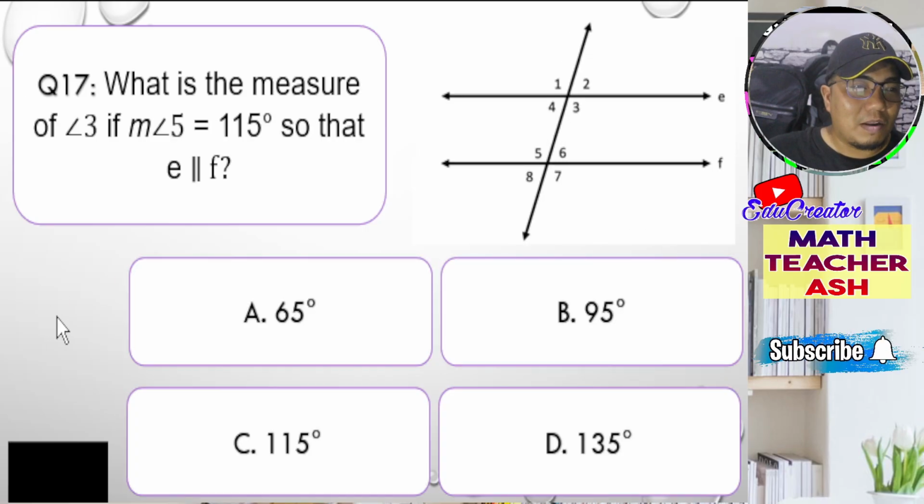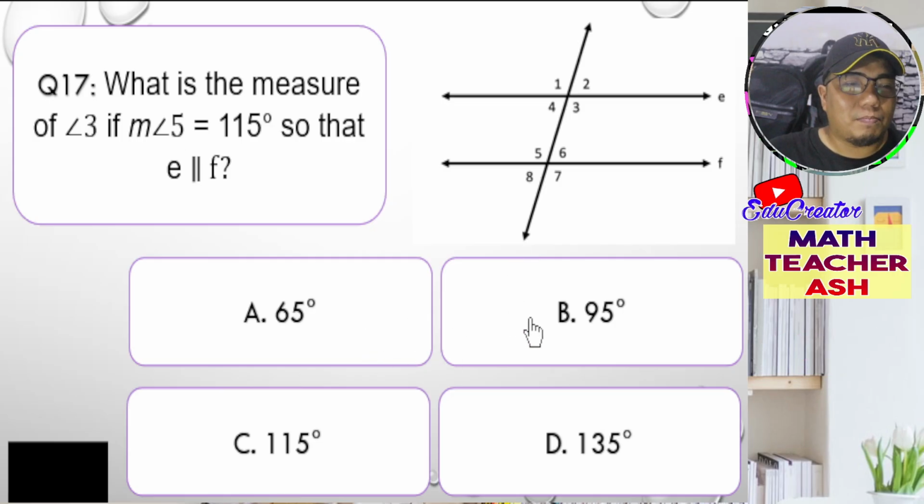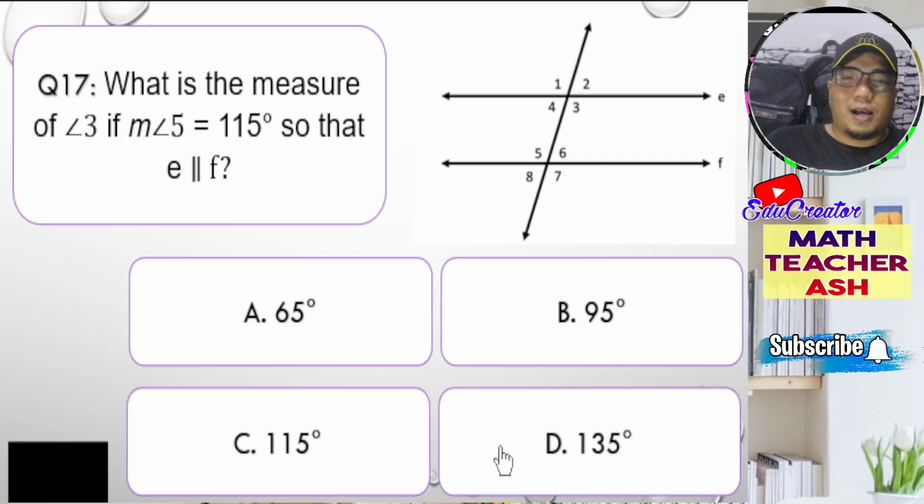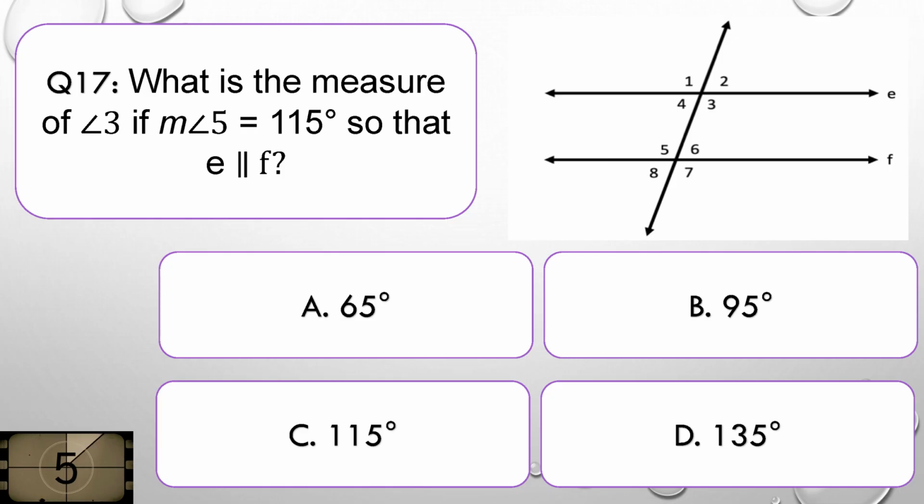Question number 17. What is the measure of angle 3 if the measure of angle 5 is equal to 115? Okay, so the same given earlier, that line E and line F are parallel. Is it A, 65, B, 95 degrees, C, 115 degrees, or D, 135 degrees? I will give you 5 seconds to think about your answer.